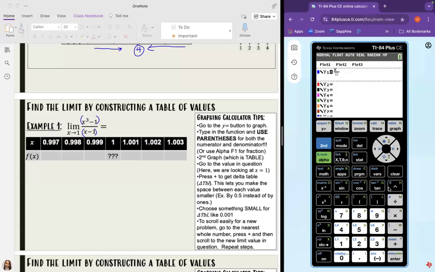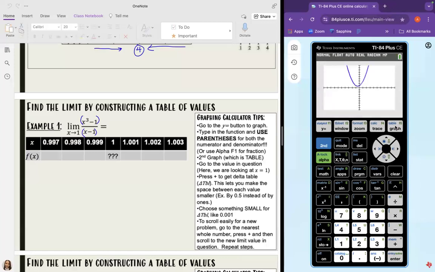Okay. So type in your function either way, x cubed, and then get out of that exponent, minus 1, and then divided by. When you write it as a fraction bar, you don't really need to use parentheses, which is nice. Now go ahead and hit graph.